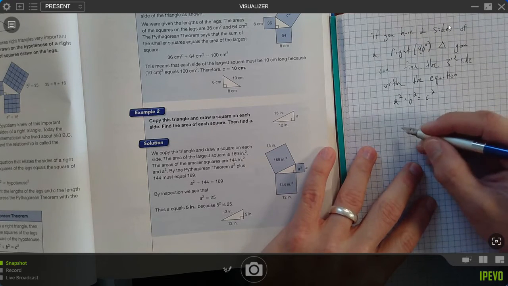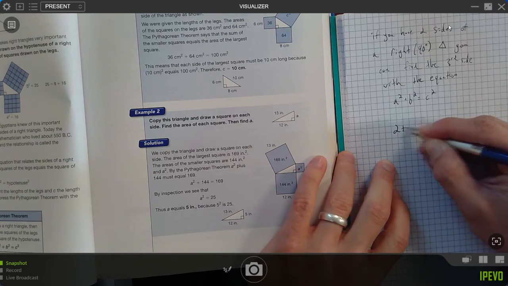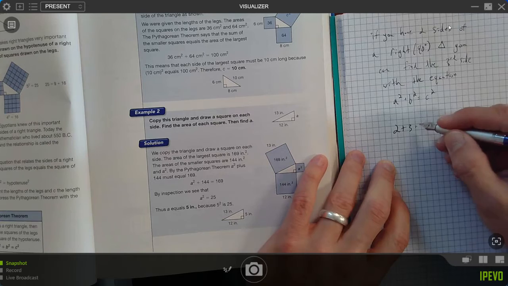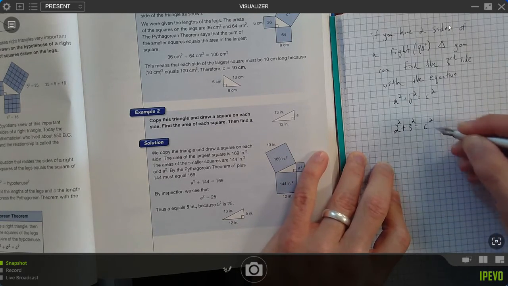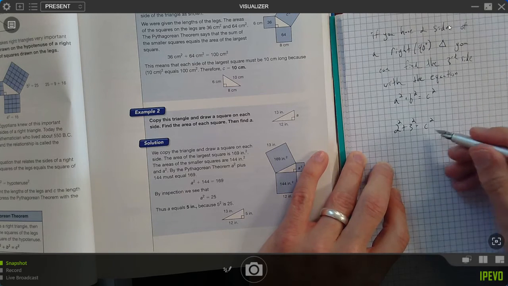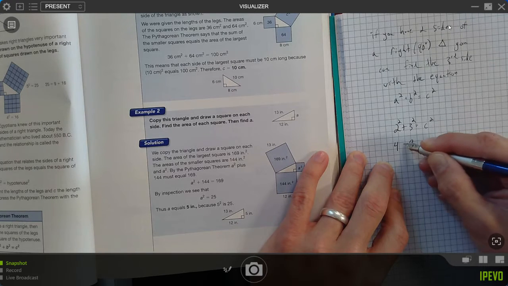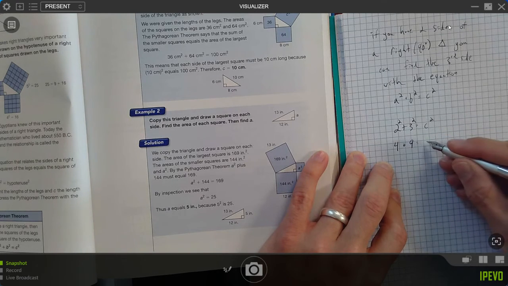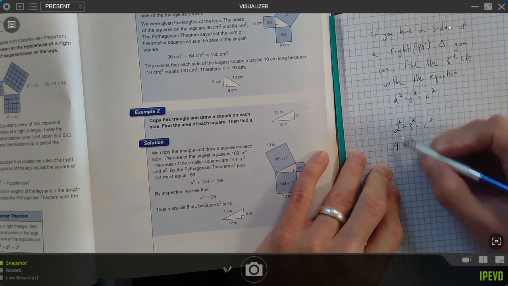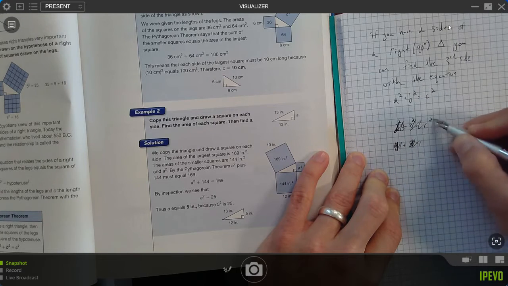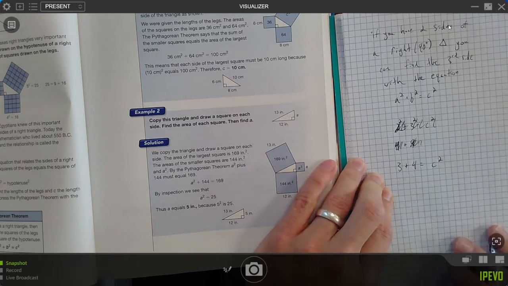So think 2 squared plus 3 squared equals c squared. I don't know my third side, c. So 2 times 2 is 4. 3 times 3 is 9. Add them together. Did I do that wrong? Oh, it's 3 plus 4. Sorry. We'll do 3 and 4. Sorry, this is the one I meant to do.